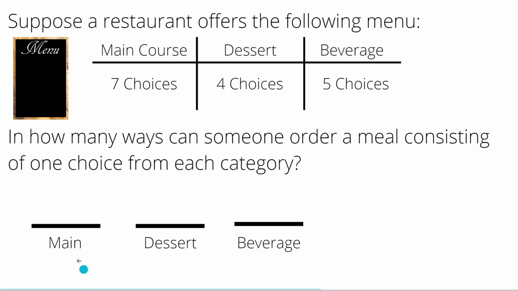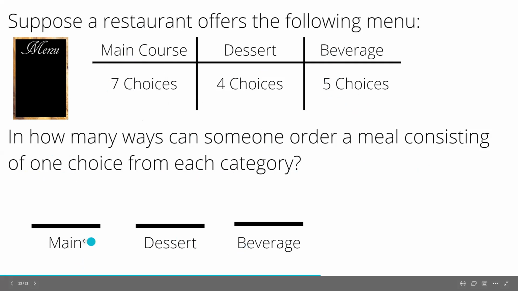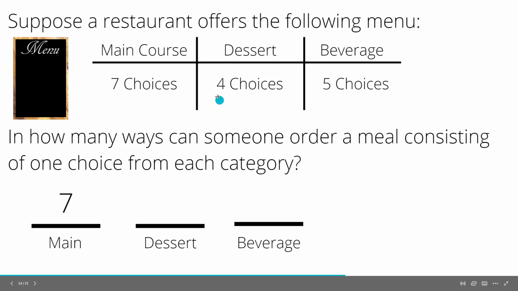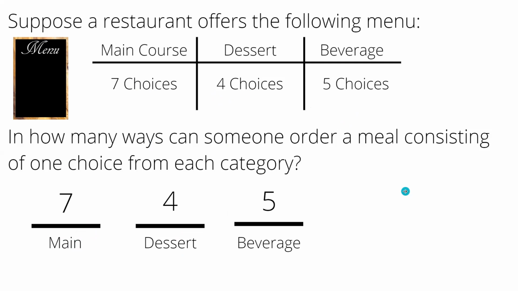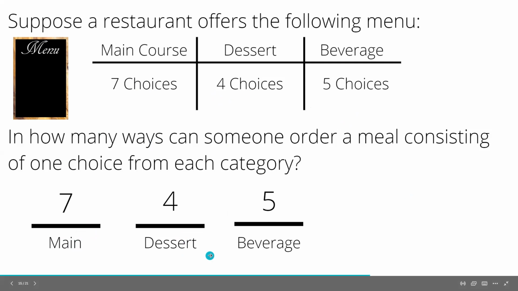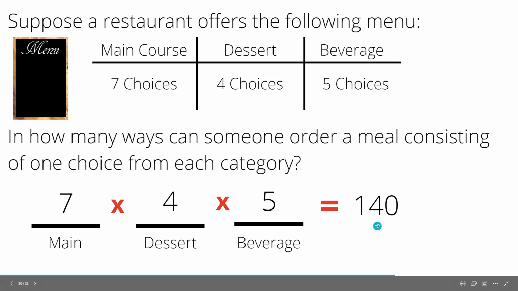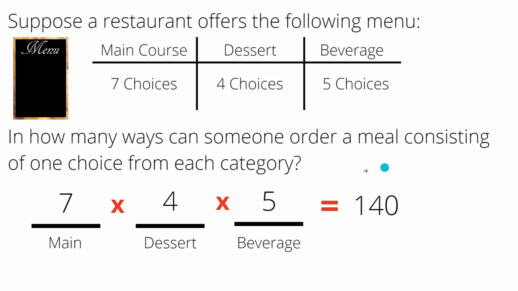So let's look at our 3 different choices here. We have the main course, dessert, and beverage. Just looking at the main course, how many different options can be in this blank? Well, you have 7 choices. Dessert, you have 4 choices, and beverages, you have 5 choices. Again, these are all independent of each other. So to get the total answer, you would multiply these together. You would have 7 times 4 times 5, and you would get 140. All right, so that's your answer.